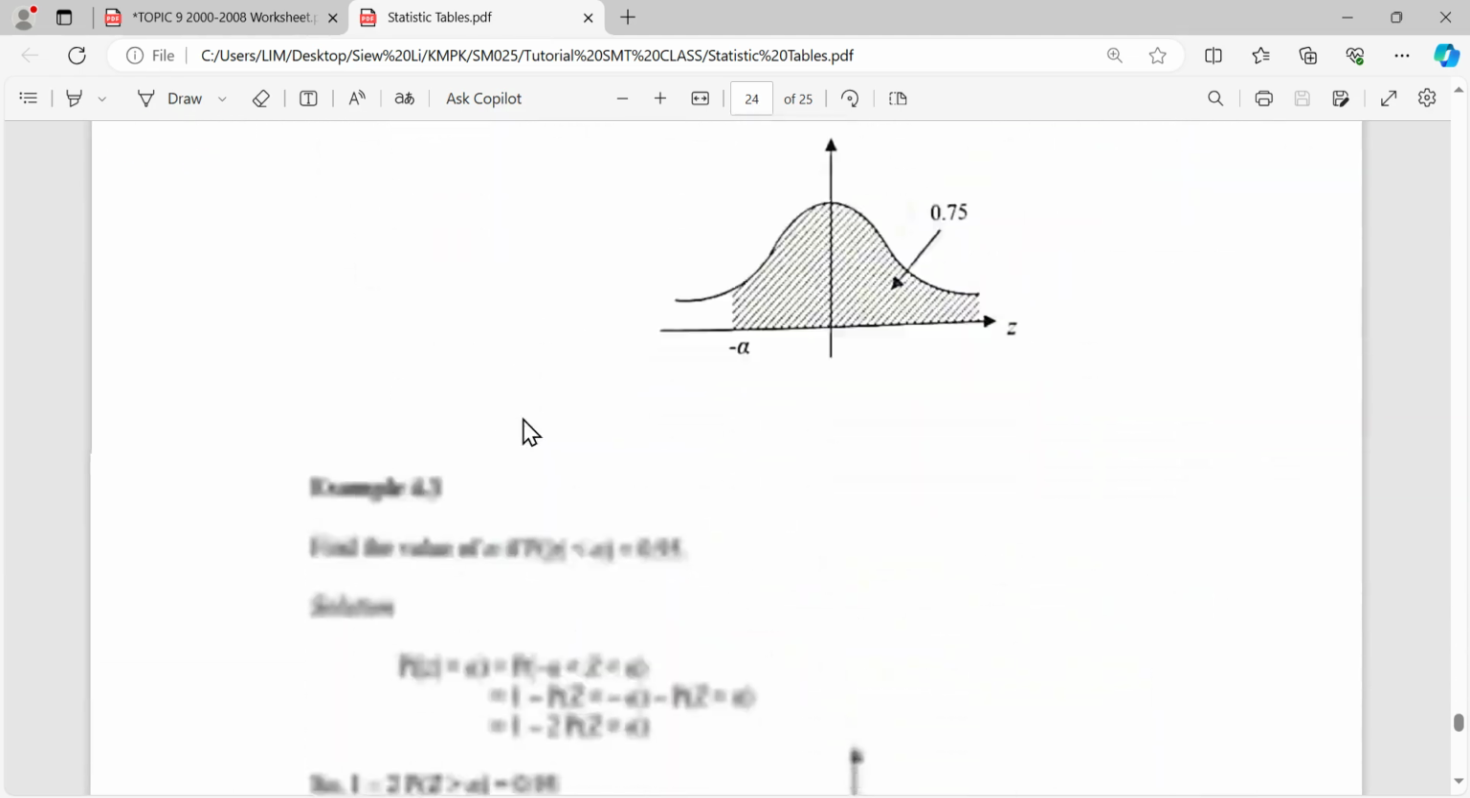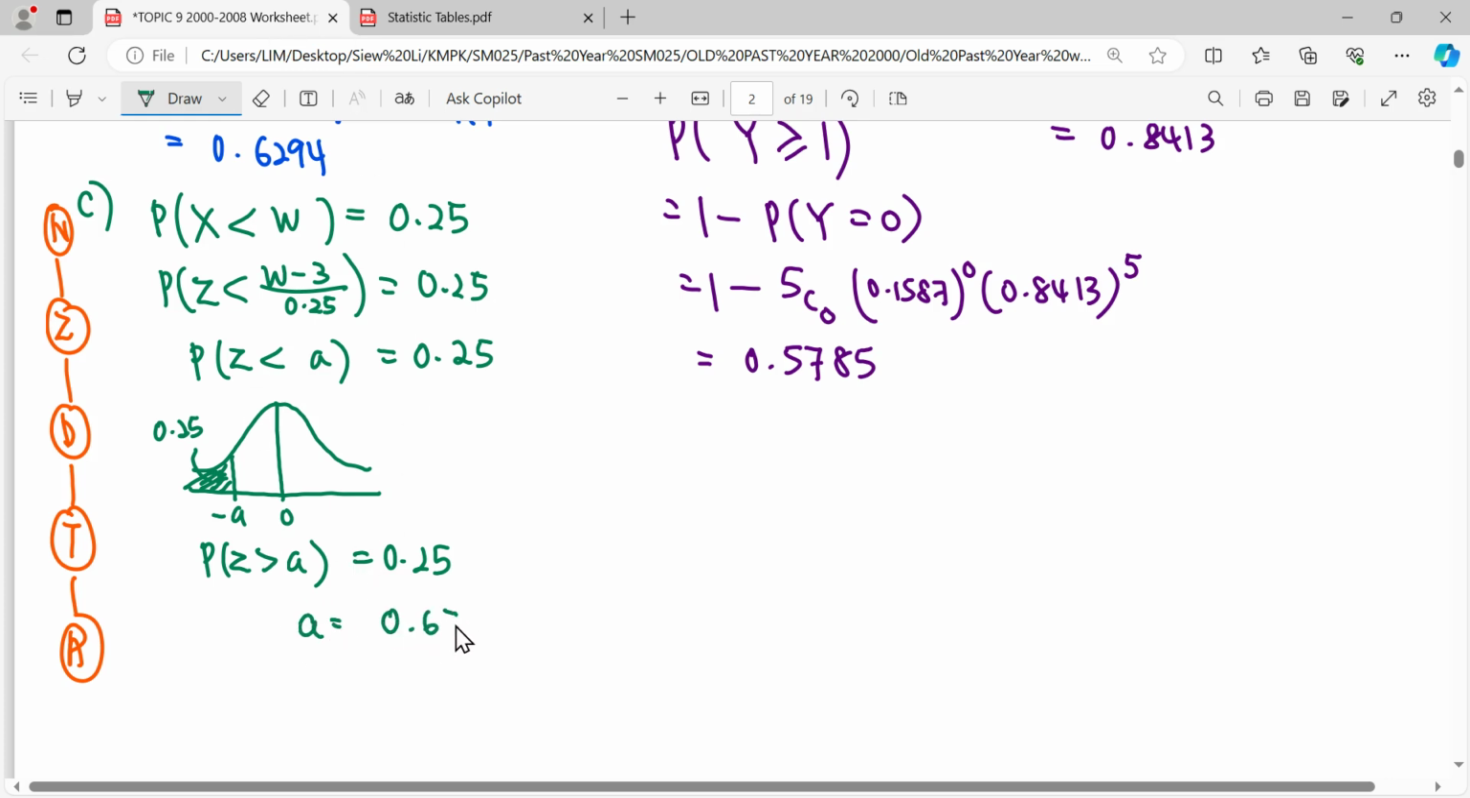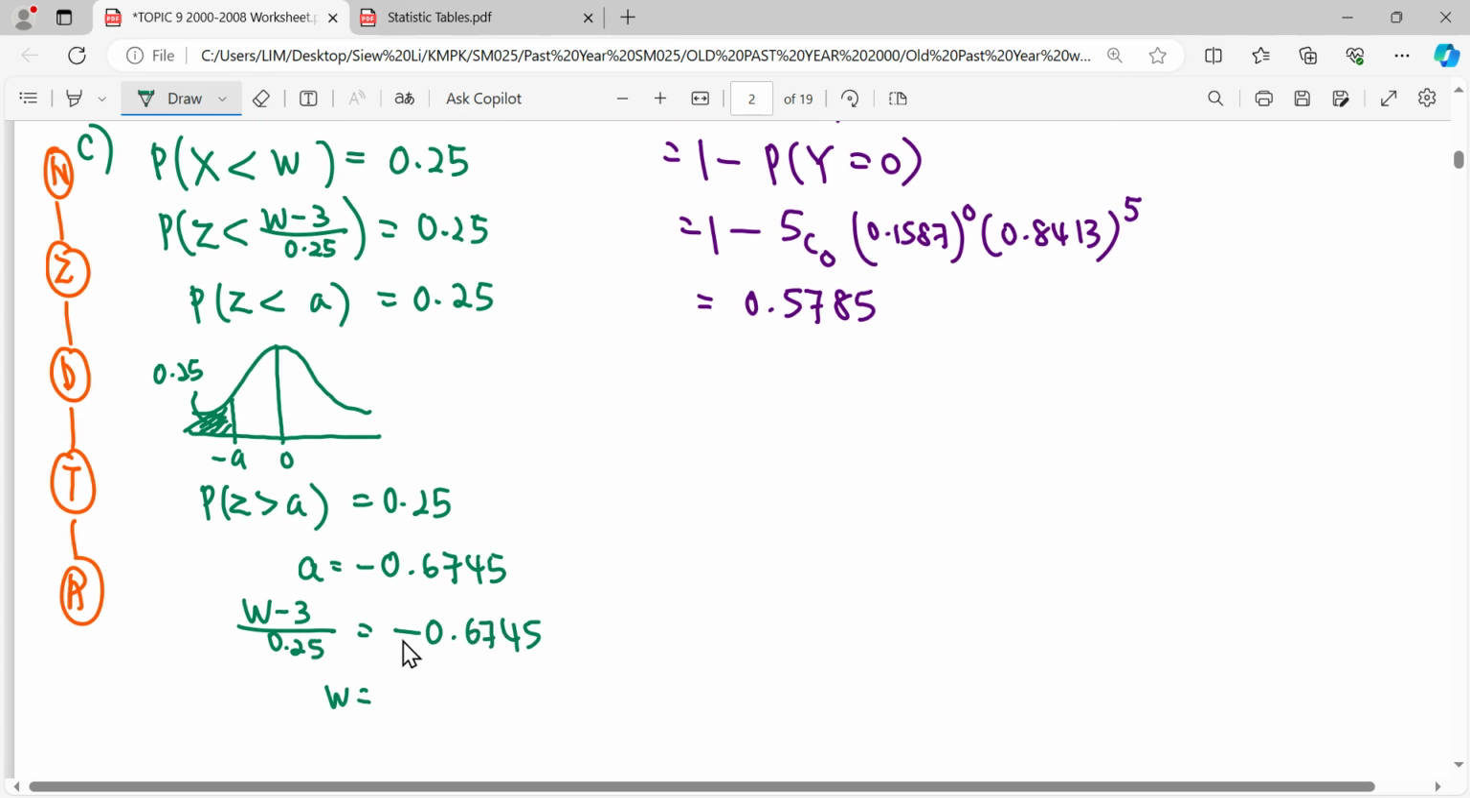So look at your table on the last page for 0.25. It has its corresponding z-score, 0.6745. So your A here is 0.6745, and because it is on the left-hand side, this value is supposed to be negative. Then we substitute back our unknown here, it will be the weight minus 3 over standard deviation. And we simplify to get the value of W. So multiply back 0.25 and add back 3, we get 2.83. So do we need to round off this value? Do we need to make it an integer? No. It will remain in decimal because this is about your weight. Your weight is a continuous random variable, so it is in decimal. So no need to round off.